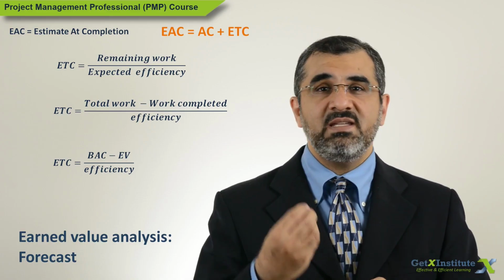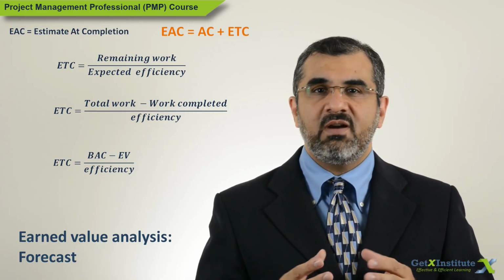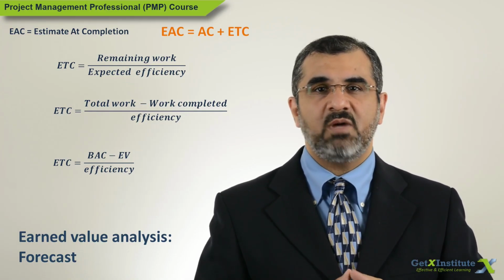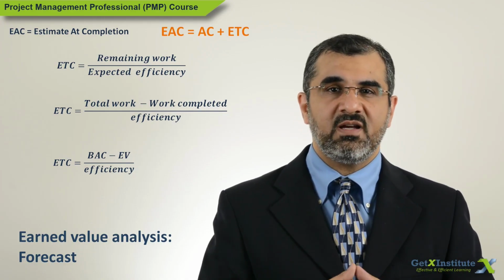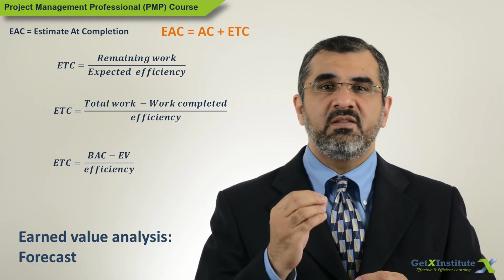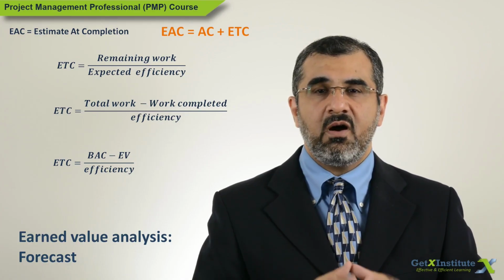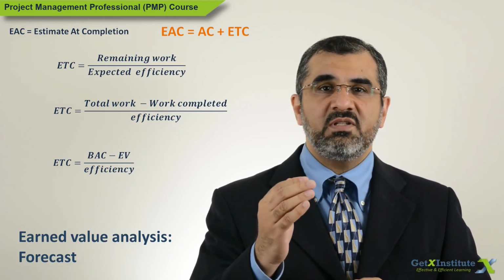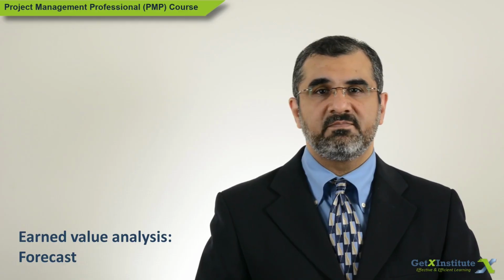See, both BAC and EV are known. So then what is the forecast in the formula? Only the efficiency is the forecast. And that is what the three methods give us. How efficient will the project be to complete the remaining work?